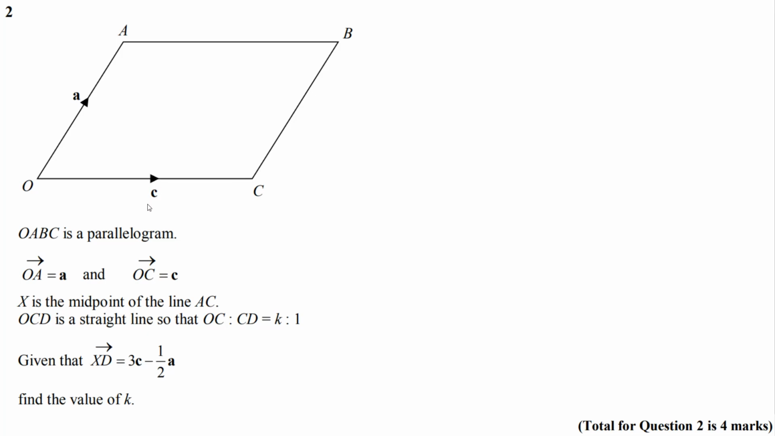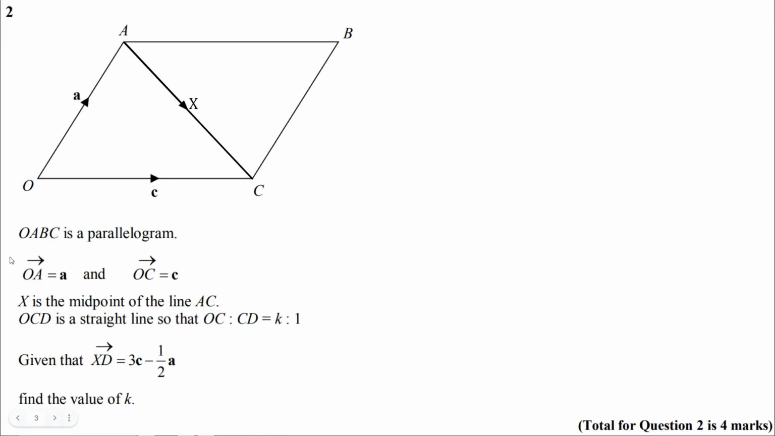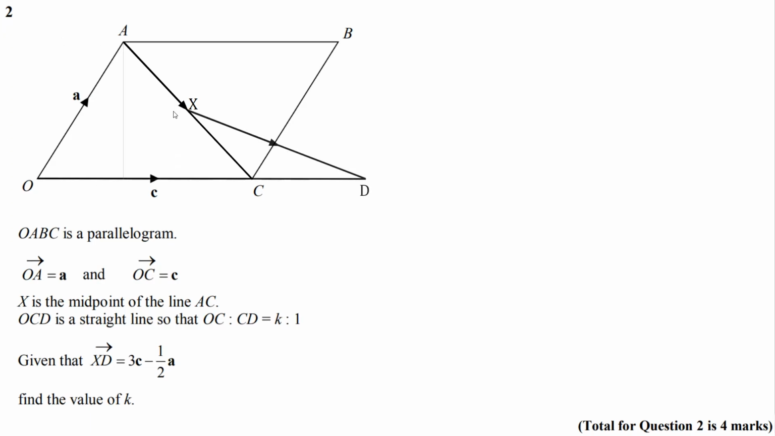OABC is a parallelogram. OA is a and OC is c. X is the midpoint of the line AC. OCD is a straight line, so that OC:CD is k to 1. Given that XD is 3c minus a half a, find the value of k. So you've got this here, and you have OCD, which is a full straight line.